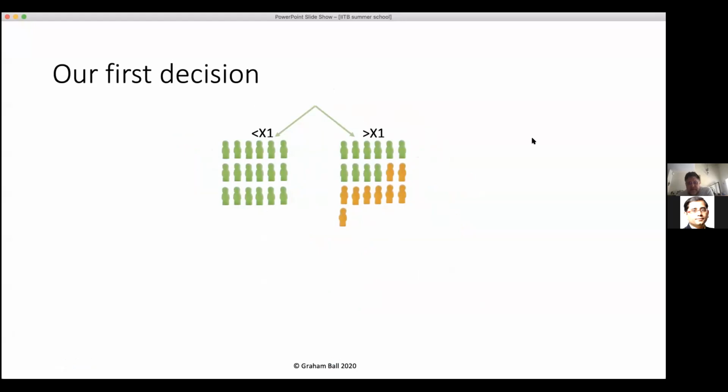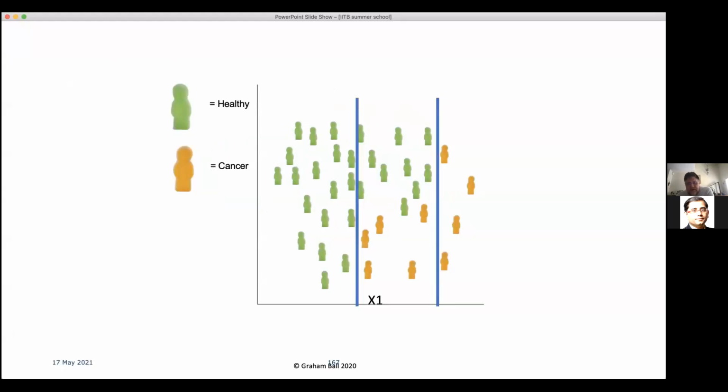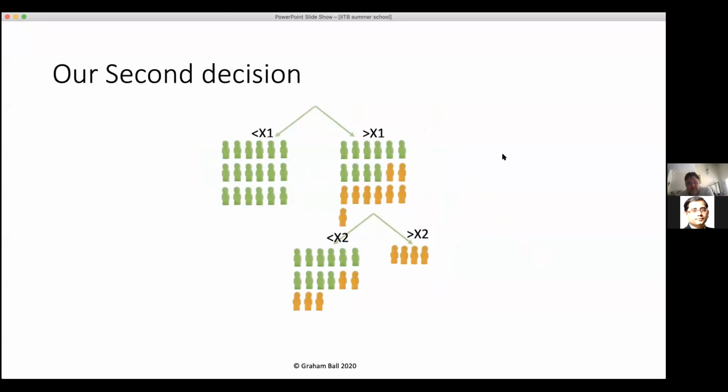and then takes that split a stage further. So now we have another rule, and that rule is looking again for a mixed class and a pure class. So that rule is X2. So if the value is less than X2, then it's a mixed class. If it's greater than X2, it's a pure class. So that would look like this. We've already split using the rule X1. Then we split the mixed class using a rule X2. And so you can see if it's greater than X2, it's a pure class. If it's less than X2, it's a mixed class.